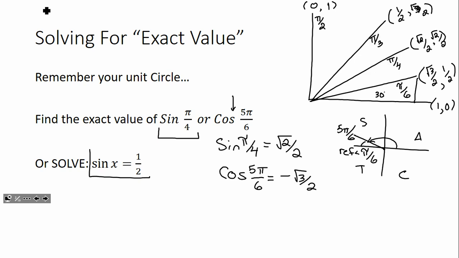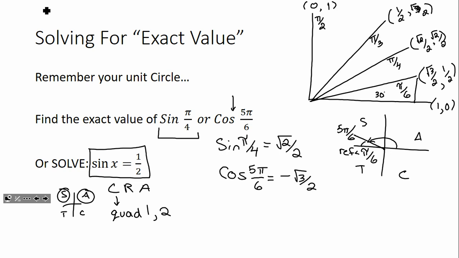We could also do the opposite. We could be given the ratio and asked to find what angle it is. And this is where we would do 3 steps. We would do our CAST rule to find out where sine is positive. Sine is positive in quadrants 1 and 2. Then I would find my reference angle. And if it doesn't give us a domain in terms of radians and degrees, we always default to radians. We know based on my unit circle that sine is 1/2 with a reference angle at pi over 6.